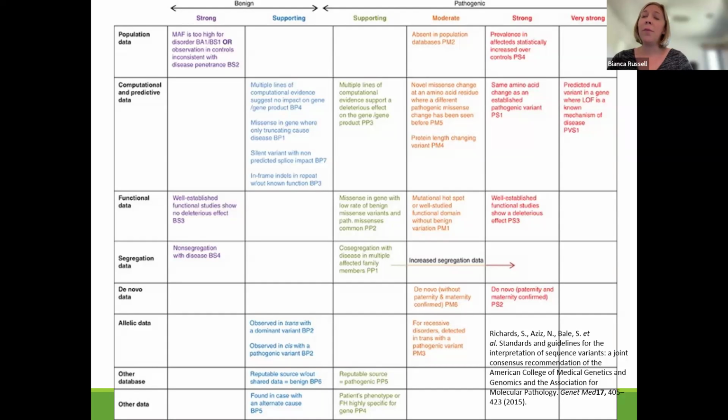Have we seen it at all? In rare neurodevelopmental conditions, we would not expect to be seeing a variant in the general population. They then also use computational and predictive data. People talk about AI, and yes, a lot of it has become AI based, but we use prediction software to try and understand how a DNA change might impact the protein.